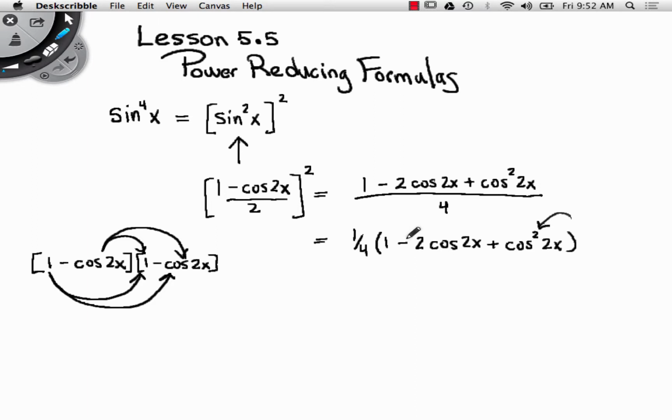If you have a question. Well, cosine squared 2x, doesn't that equal 1? Or is it when the 2 is outside of the cosine? When the 2 is outside the cosine. Yeah, and you just have the squared.